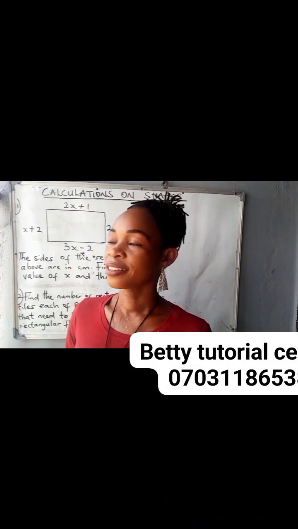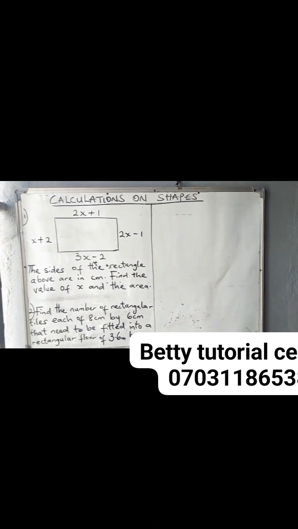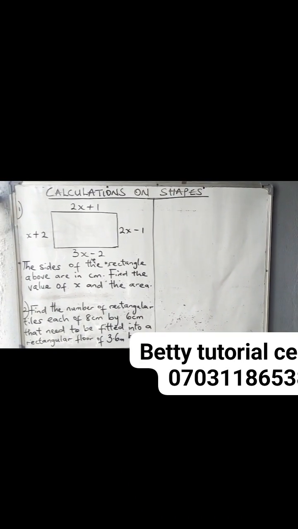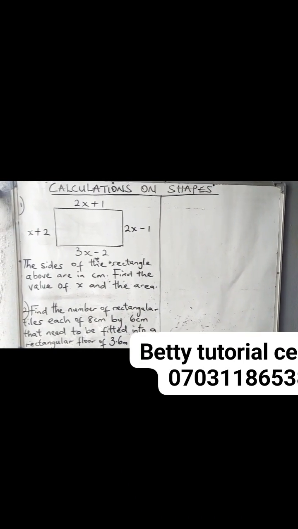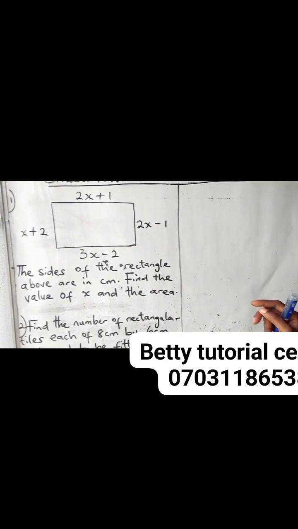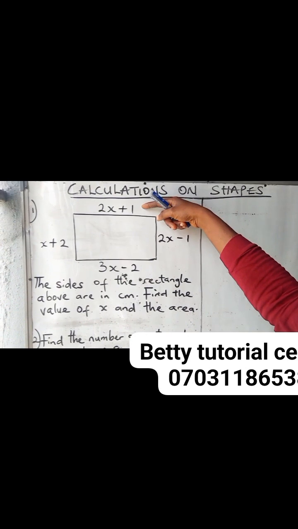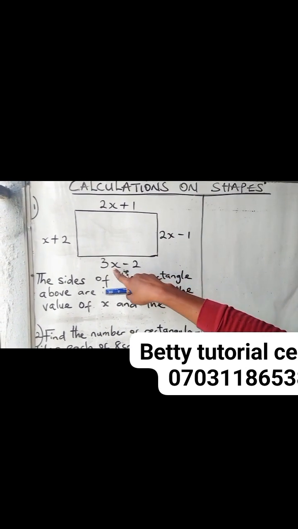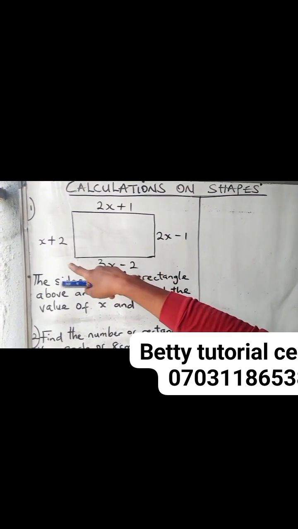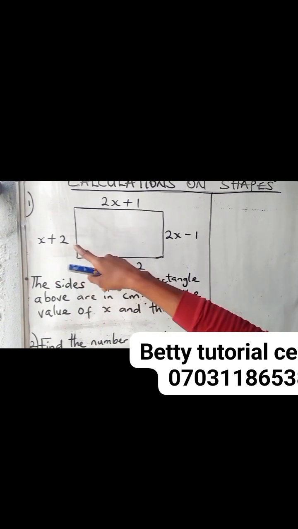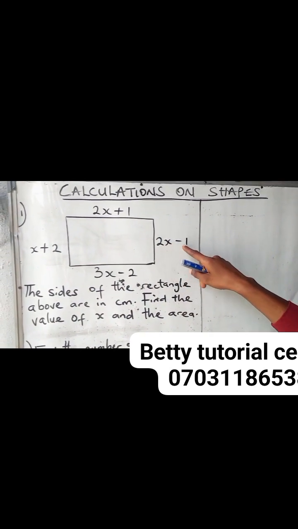Welcome to my class. We have questions here still on calculations on shapes. We have two questions on rectangle. The first one is a diagram drawn. The length here is 2x plus 1 and the length opposite is 3x minus 2. The breadth here is x plus 2 and the other breadth is 2x minus 1.